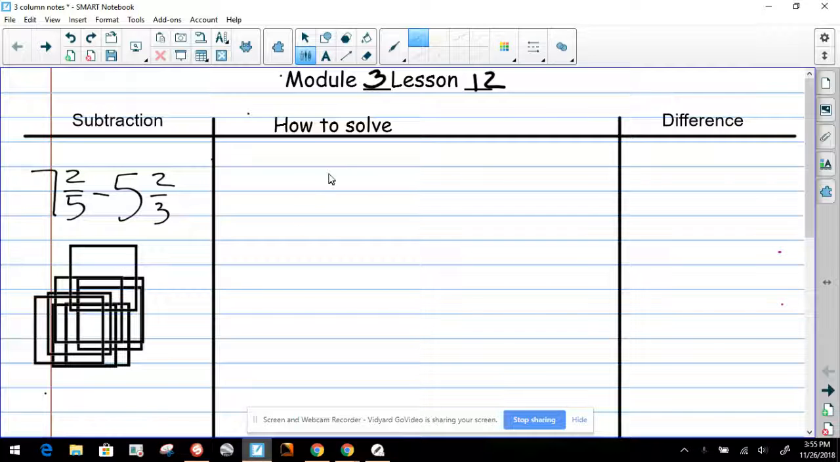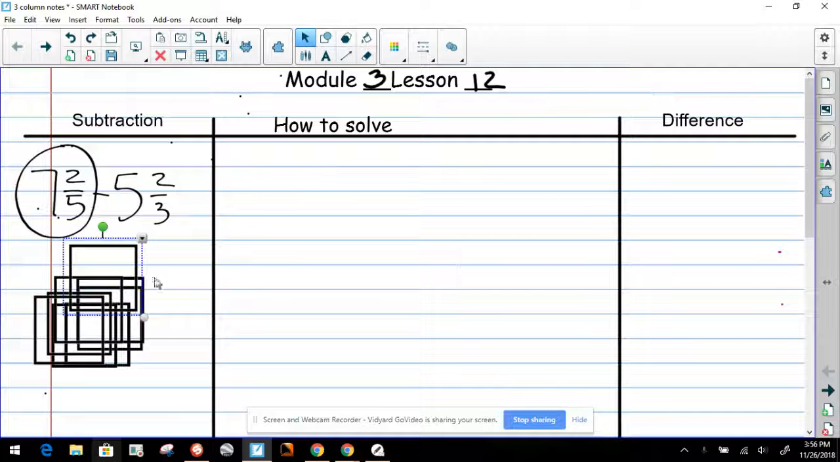So now we are going to use a fraction model to solve this problem. The first thing we're going to do is represent this mixed number with a fraction. So we're going to have seven of these model fractions to represent that information.